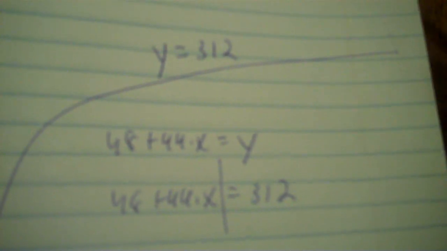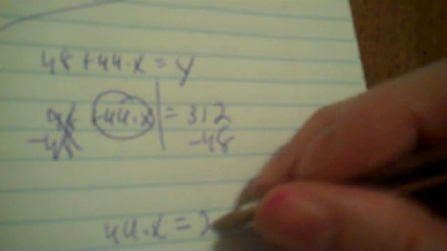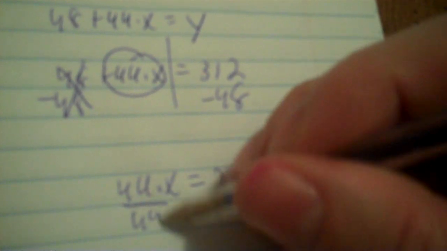So make a wall on the side where the letter you have left is, X. It's not by itself, so you need to circle and get it by itself. Minus 48. 312 minus 48 is going to be 264. Then we divide by 44. 6. Okay, so 6 months. That means it took 6 months to reach $312.